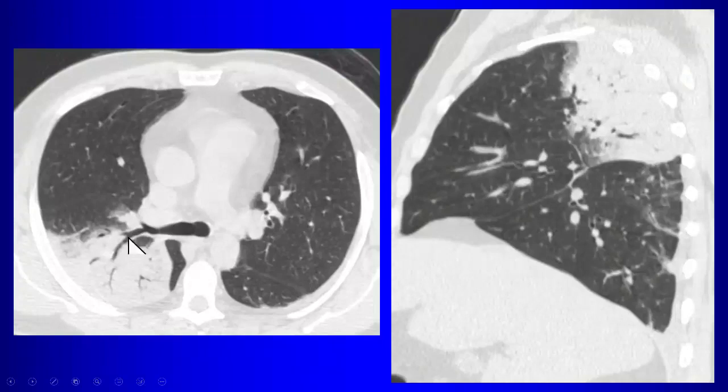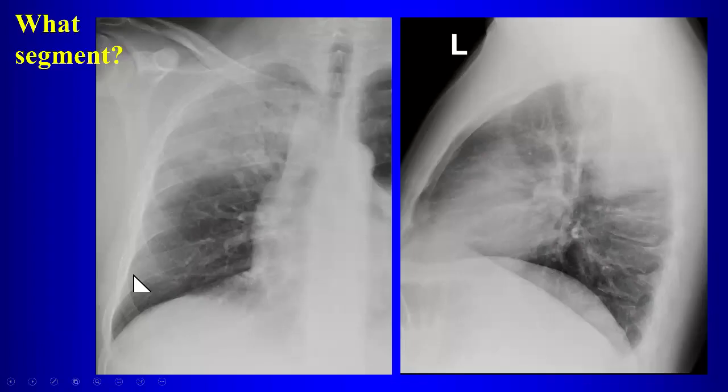Here's the right upper lobe bronchus. There, that's the posterior segmental bronchus. So that's in the posterior segment of the right upper lobe. Back here, it's the posterior segment of the right upper lobe. Okay?